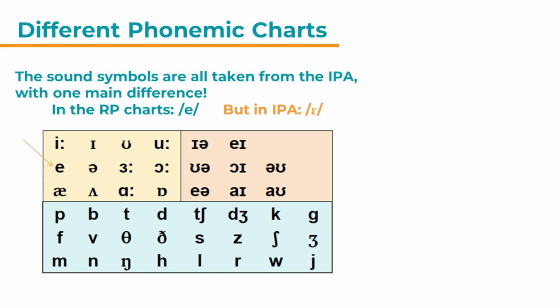However, in the IPA, that's actually a different sound symbol. It looks like this here. You can see it on the screen. So the word every would be transcribed using this other symbol. Now the pronunciation is the same, okay?